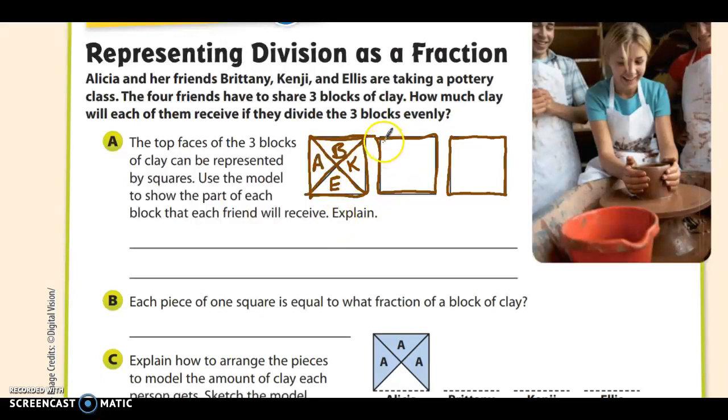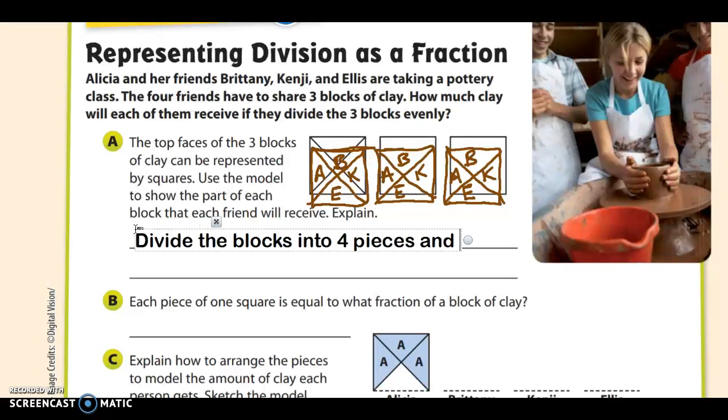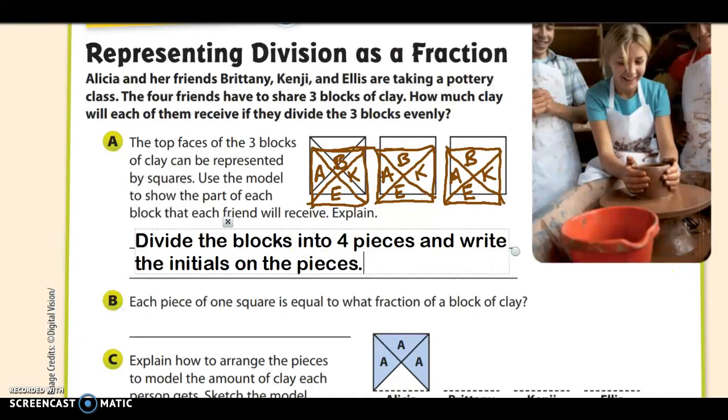That's the first block. We've got to do the same thing with the second block: Alicia, Brittany, Kenji, and Ellis. And we've got to do the same thing with the third block: Alicia, Brittany, Kenji, and Ellis. And it says explain. What we could do here is divide the blocks into 4 pieces and write the initials on the pieces. That's our explanation. That's good enough.